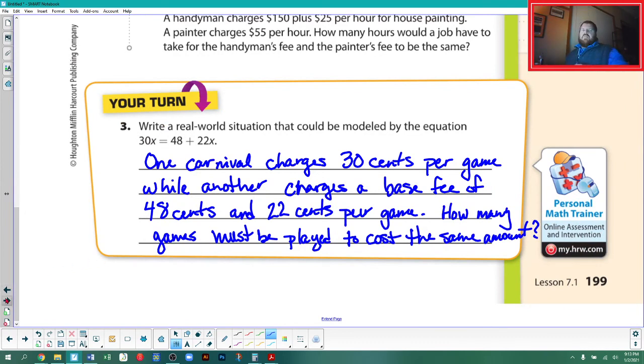And maybe it's an arcade. Maybe it's not carnivals. Maybe they're arcades. One has 30 cents per game. The other one has one of those little swipe cards where you first have to load it, and then each game costs so much, that kind of thing. So again, get creative, do what you can do.